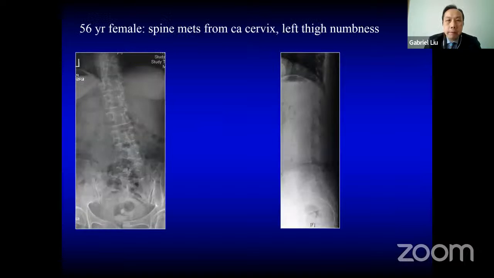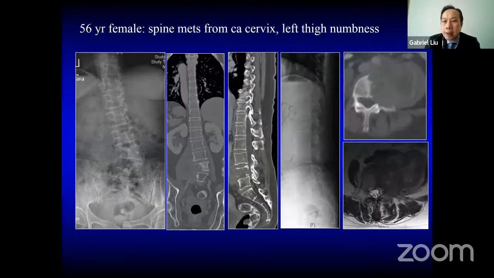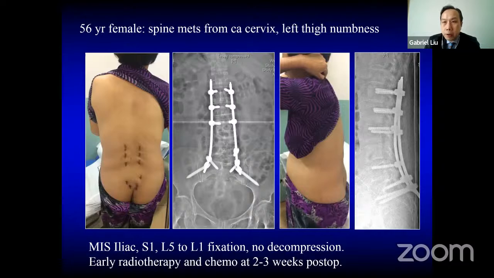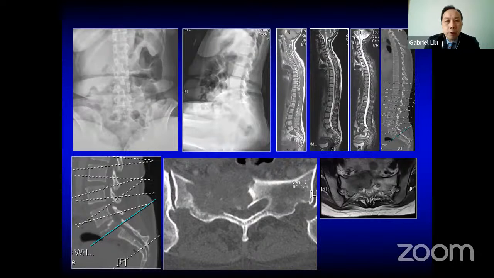This is some of the early examples where we were developing the technique, with metastatic spine. This is basically just instrumentation and fixing the screws, and then the patient can mobilize early and have early radiotherapy and chemotherapy around 2 weeks after the surgery. As compared to the traditional situation, the wound healing problem is much less.